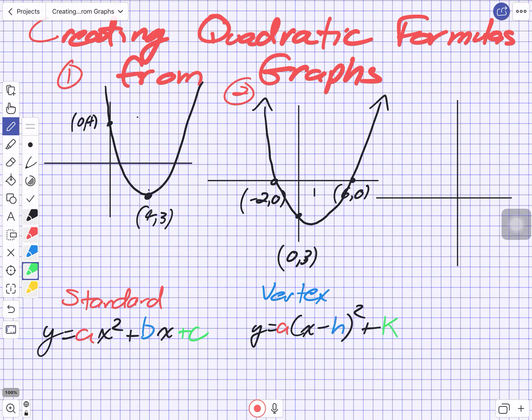And finally, factored. Factored is usually written as y equals a, which is our very nice and common value, x minus r, x minus s. Do you guys use r and s? Yeah, you can use any letters for those. Okay, here's our three major forms.